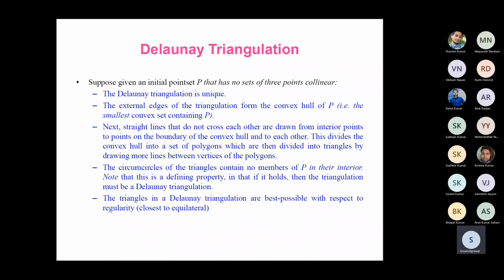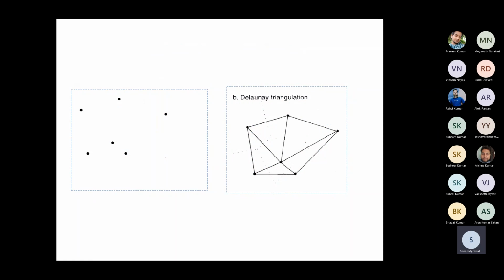There are certain conditions on the creation of triangles also. They should be equilateral triangles. If you draw a circumcircle that passes through all 3 points of the triangle, then inside that circle there should be no other point. Okay, so these are the conditions for Delaunay's triangulation.